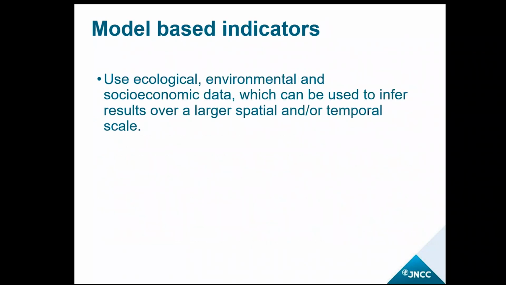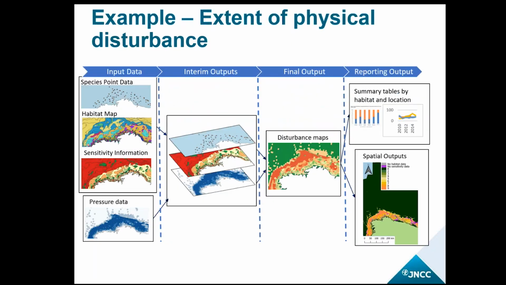So in terms of model-based indicators, these use ecological, environmental, and socio-economic data, which can then be used to infer results over a larger spatial and/or temporal scale. An example of this is the extent of physical disturbance indicator. You might recognise this from David's presentation a couple of weeks ago. This is an indicator that has been developed through OSPAR, the Oslo Paris Convention, looking at protection of the Northeast Atlantic area.